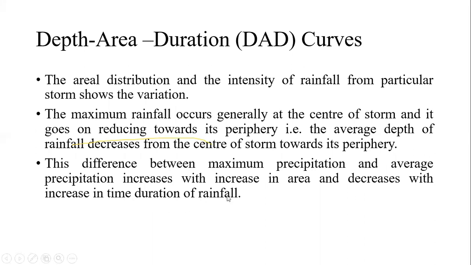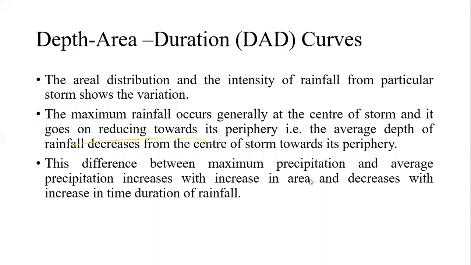It means that if the rainfall is going to last for a long duration, it is for 1 day, 2 days, 3 days, we can say, in that case, whatever the difference in the precipitation amount which we are finding, that difference is going on reducing and reducing.